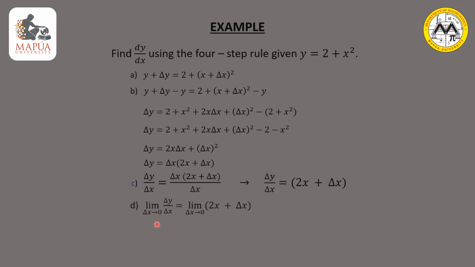So if we will be working on the limit of delta y divided by delta x as delta x approaches 0, it is just the delta x variable that will be getting closer and closer to 0, but not x. So for this sum of 2x plus delta x, as delta x approaches 0, it is the term delta x that will be approaching 0, and therefore the limit of this expression would just be equal to 2x. It is on this basis that we now conclude the derivative of y with respect to x, or the derivative of 2 plus x squared with respect to x, would just be equal to 2x.